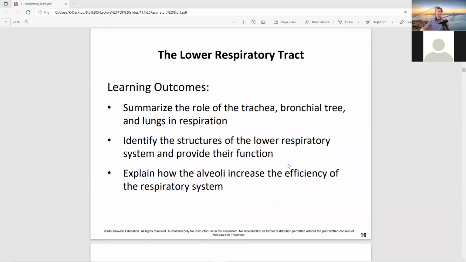Okay, the lower respiratory tract. So your learning outcomes here are to summarize the role of the trachea, bronchial tree, and lungs in respiration, identify the structures of the lower respiratory system and provide their function, explain how the alveoli increase the efficiency of the respiratory system.